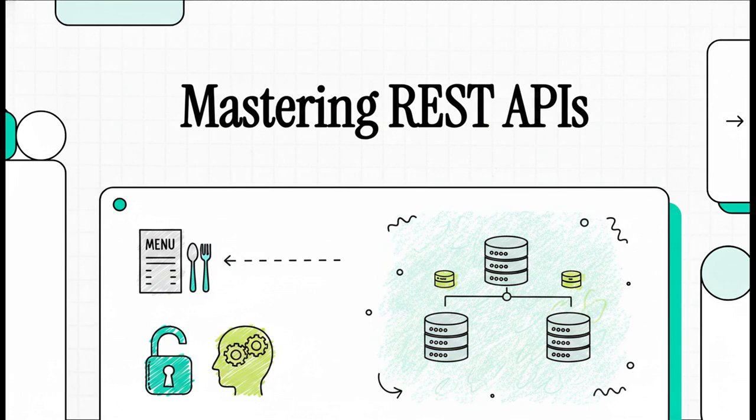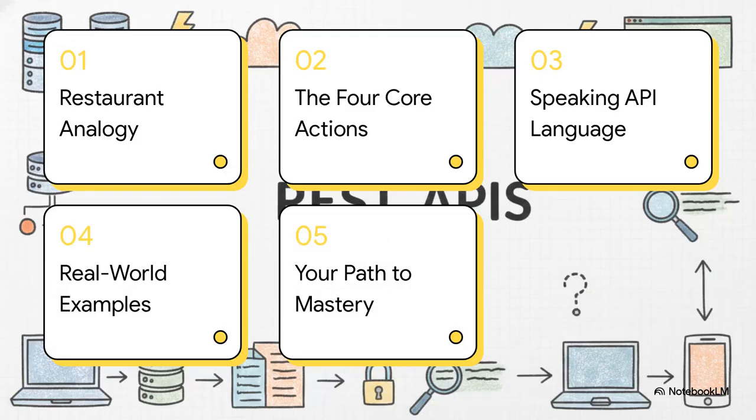Let's jump right in. So, here's our menu for today. We're going to kick things off with that restaurant analogy, then break down the 4 core actions. After that, we'll learn how to speak the API language, check out some real-world API examples, and finally, we'll map out your path to mastery.